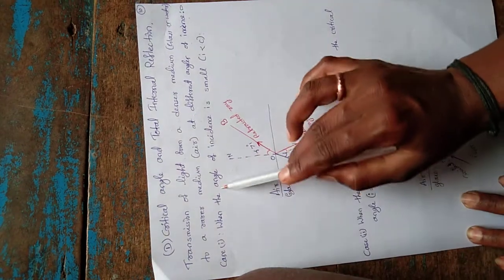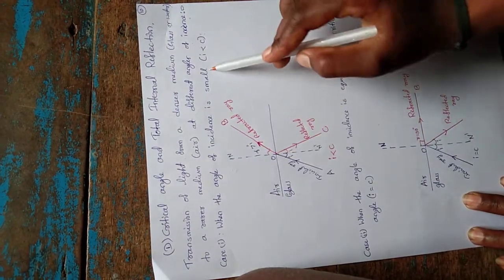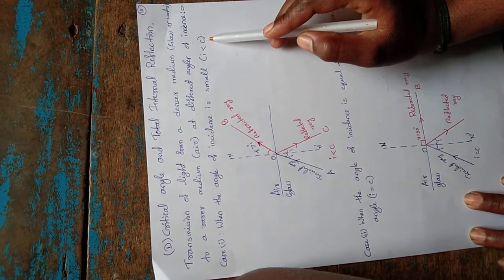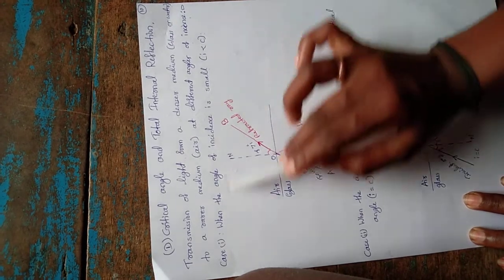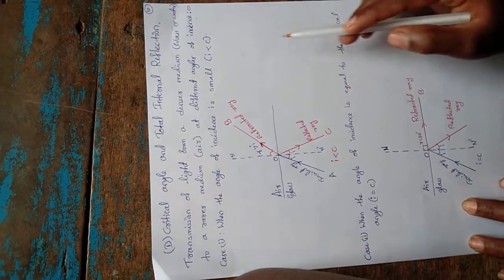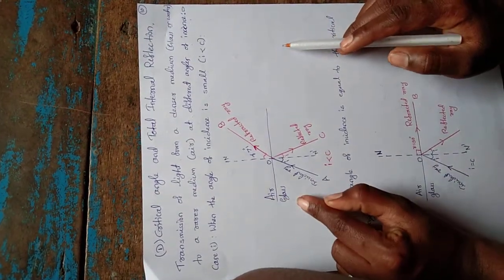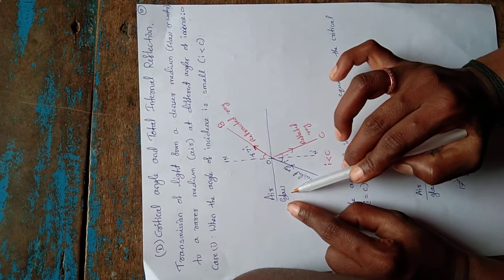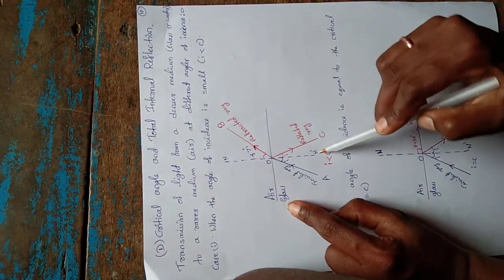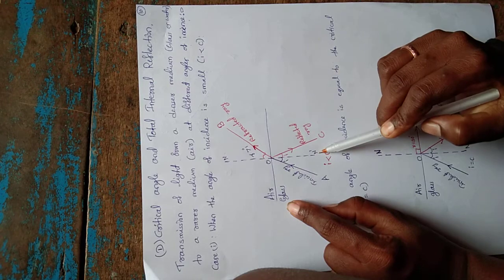First case, when the angle of incidence is small, I is less than C. I is the angle of incidence, C is the critical angle. Air and a glass medium. Air is the rarer medium, glass is the denser medium. N dash is the normal.